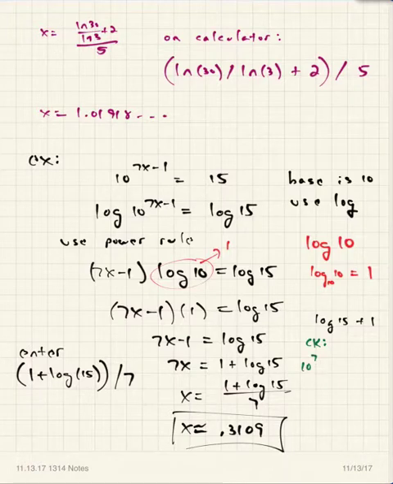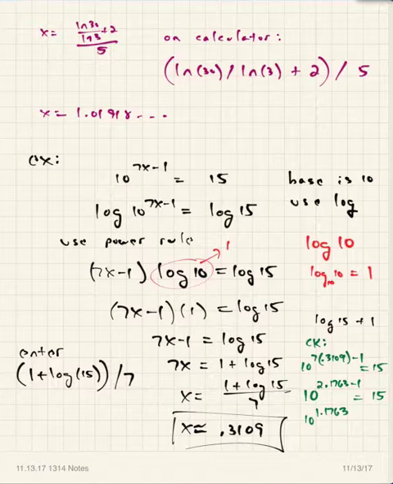So you'd have 10 to the 7 times 0.3109 minus 1 equals 15. And so what I might do in my calculator is some intermediate steps. I might take 7 times 0.3109, and I get 2.1763. So I have 10 to the 2.1763 minus 1 power is supposed to equal 15, like this. And then I subtract 1, and so that would give me 1.1763. So 10 to the 1.1763 equals 15.